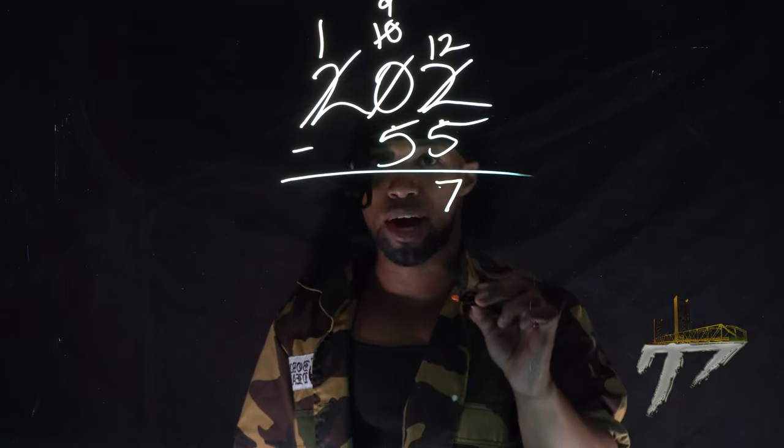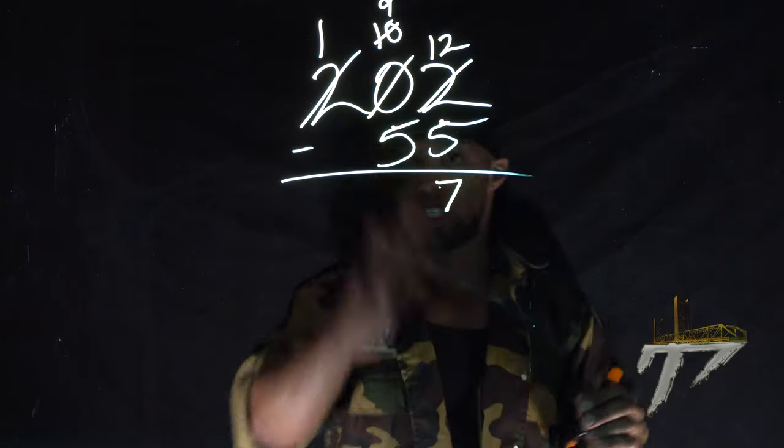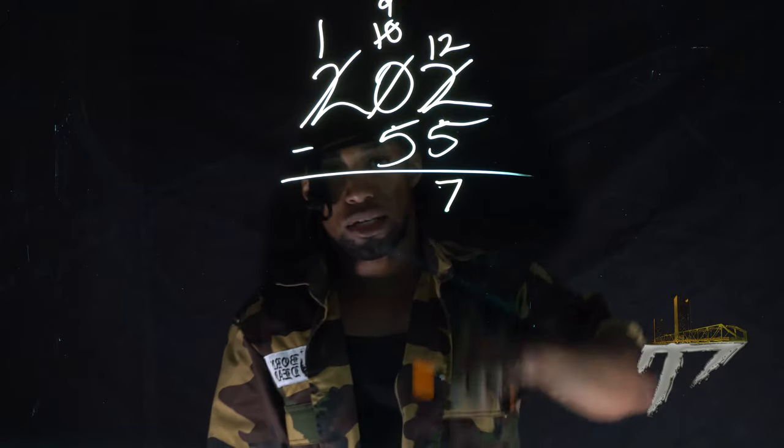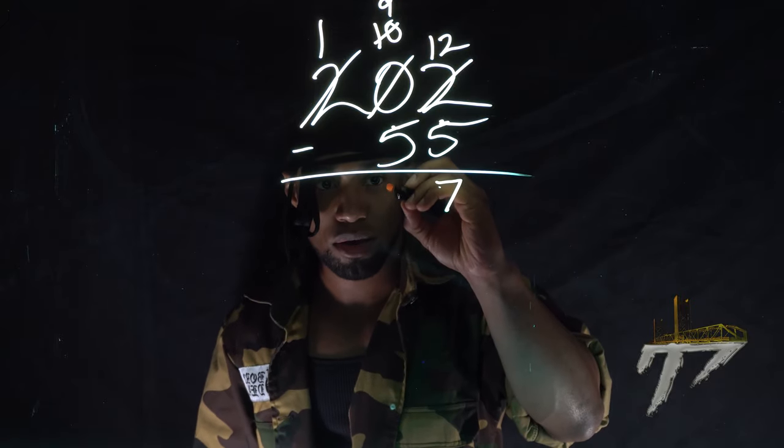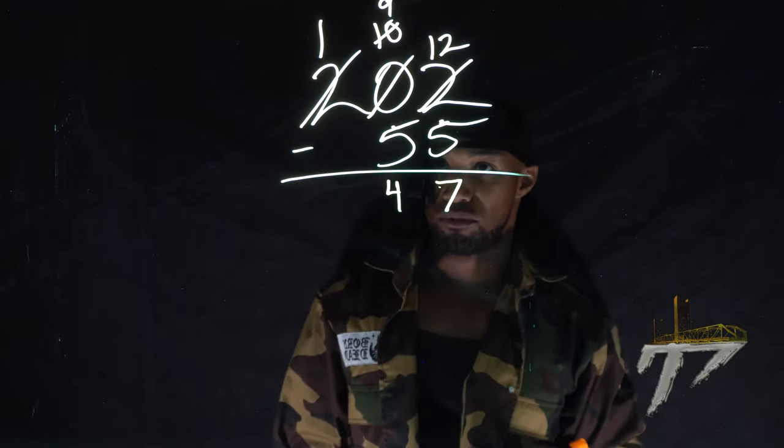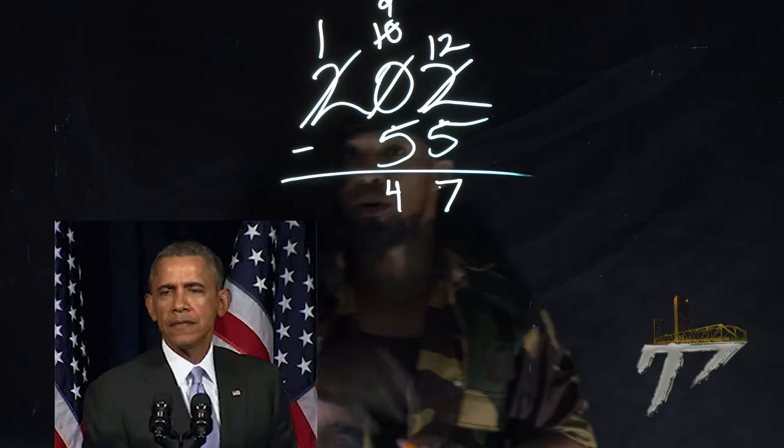7, right? So then we move over to the tens. And then we got the 9 take away 5. What do we get? 4, right? Did I do that right? Yeah. All right, cool. We good.